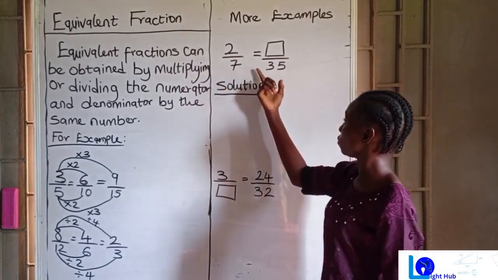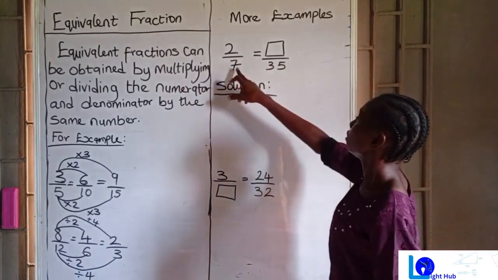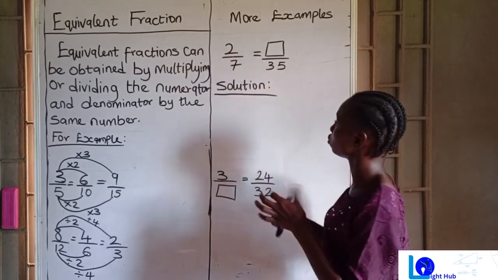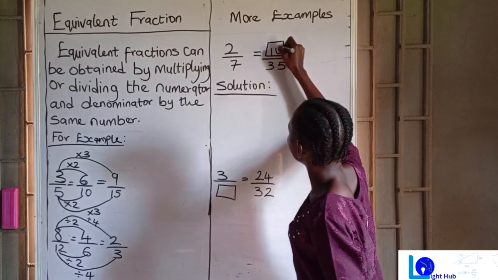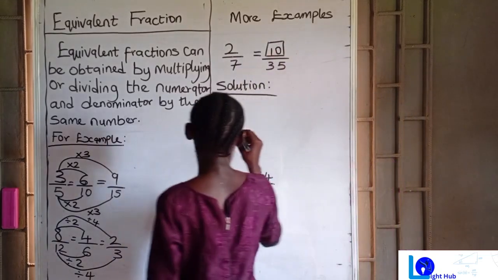So 7 times what gives us 35? If you use your multiplication table, 5 times 7 gives us 35. So that same 5, we use it to multiply 2, which gives us 10. That is how we get our box.